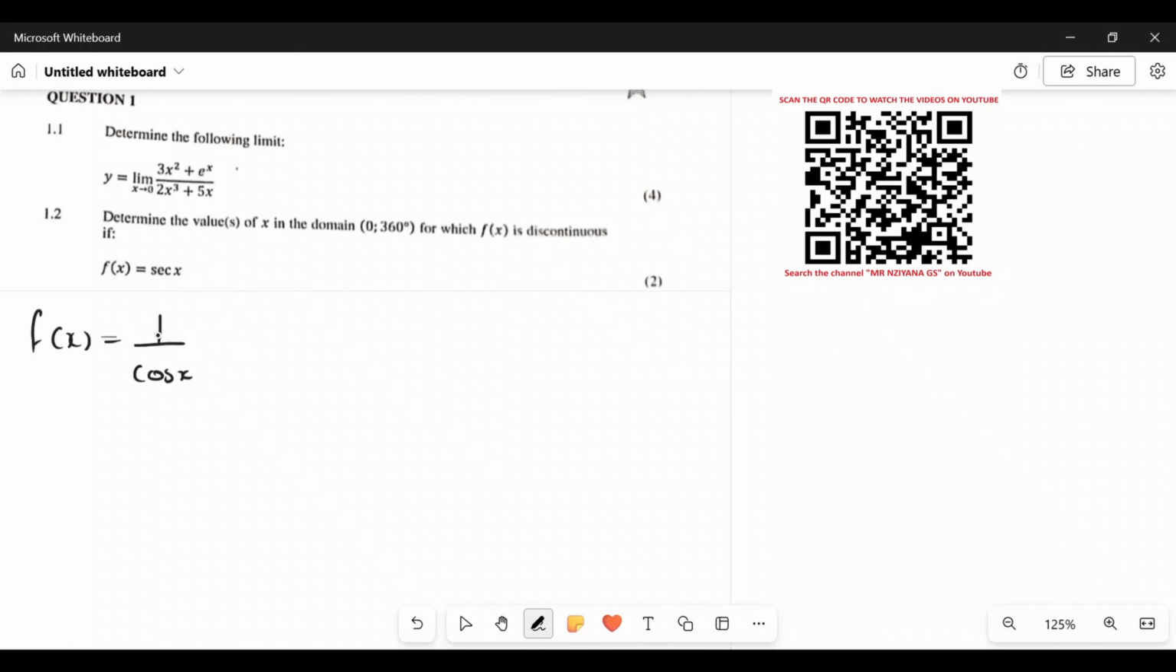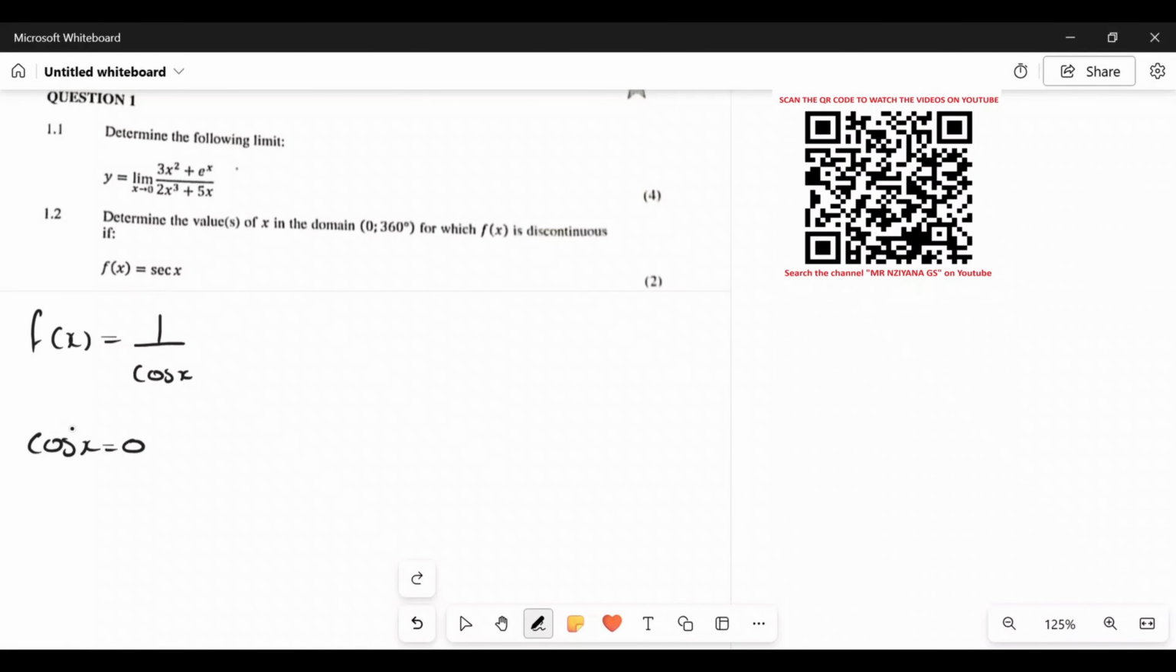So our f of x, now we have a fraction, which is good. Now we need to find the value of x which is going to give us 0 when we substitute into cos. So it's simple. What you need to do here, you say cos x is equal to 0. So the denominator, you equate it to 0, right? Then from there, you solve for x.